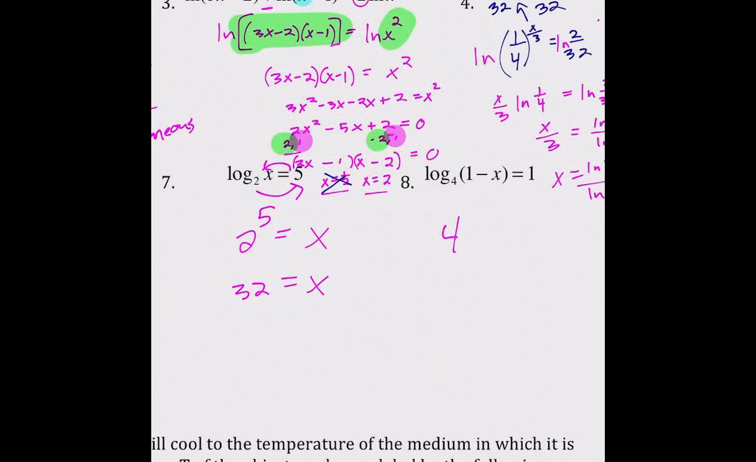4 to the 1st equals 1 minus x. Once you have a log by itself, these rock. And I can add x, subtract 1, so x is negative 3. Done.